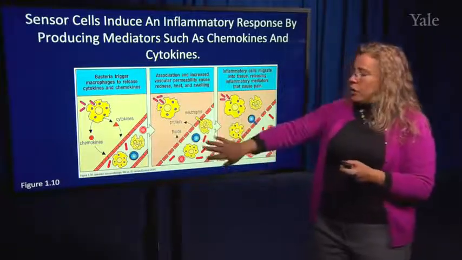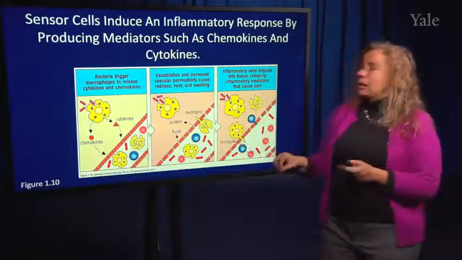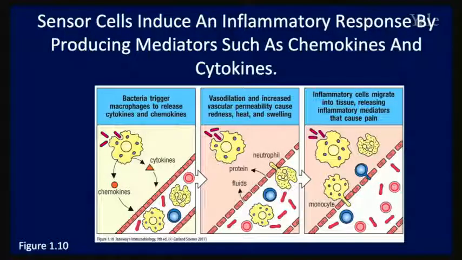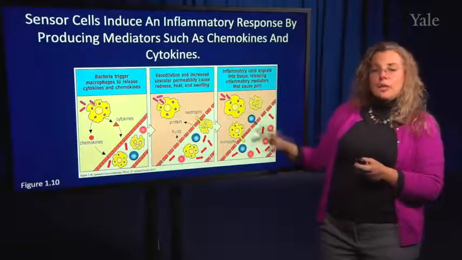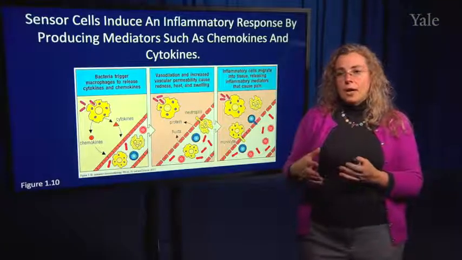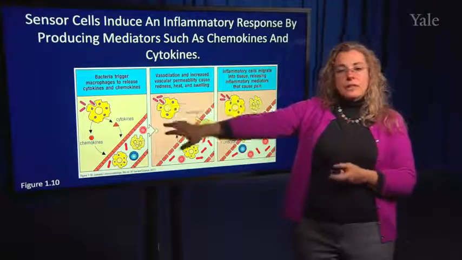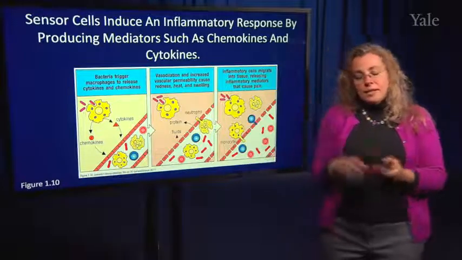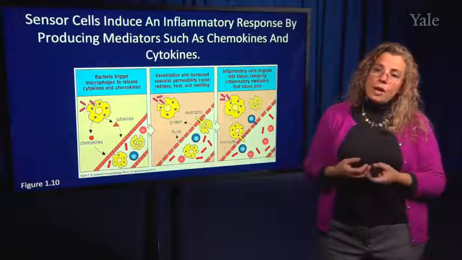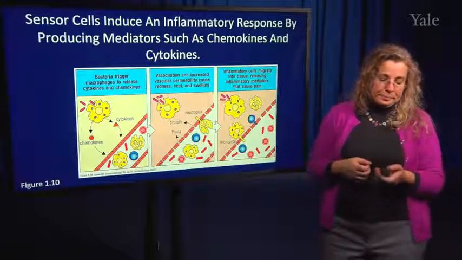And so that's sort of what you see in the second panel, is the cells have received that signal, they've gotten the message, and they're going now to where the infection is. And they have different types of cells, and you'll learn about those different types of cells. And that's where the different cytokines become important, because different cytokines can recruit different types of cells.